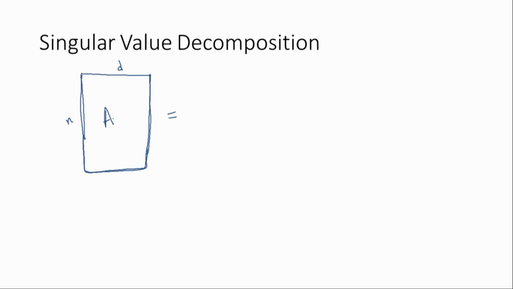No? Okay. Let's go over this slowly. So suppose we say that our matrix is of size n by d, right? There's a very nice theorem that says that every such matrix that's on reals can be written as a product of three matrices.